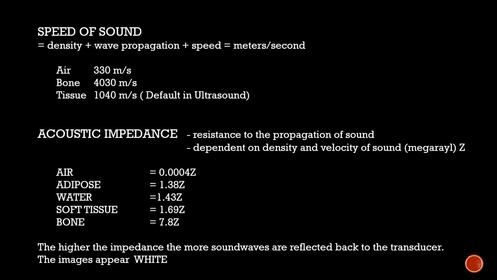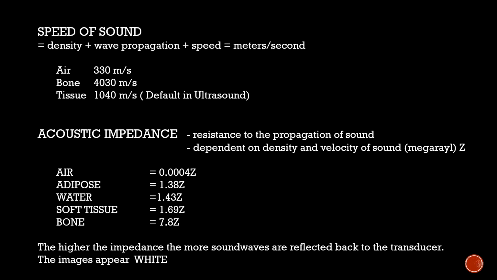Speed of sound is a measure of density, wave propagation, and speed, and is measured in meters per second. To compare, air has 330 meters per second, bone has a speed of sound of 4,030 meters per second, and tissue has a speed of sound of 1,040 meters per second, which is the default speed of sound used in our ultrasounds.